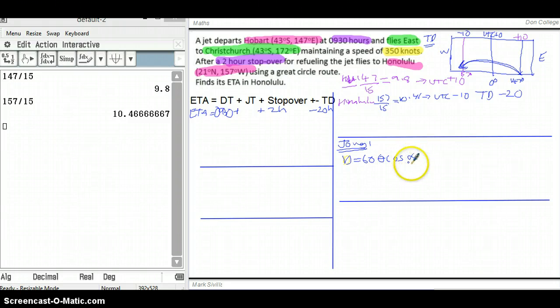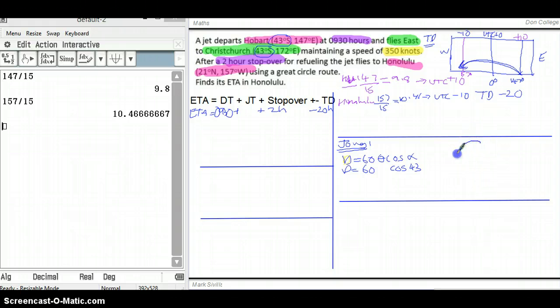Now remember, alpha is how far north or south we are. That's the measure of latitude. So our latitude is 43. You can see this is where we're travelling from Hobart to Christchurch. It's 43. So straight away we can say D equals 60, we don't know what theta is yet, cos 43.